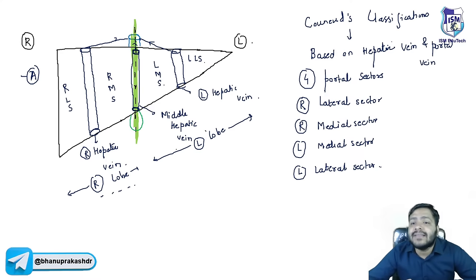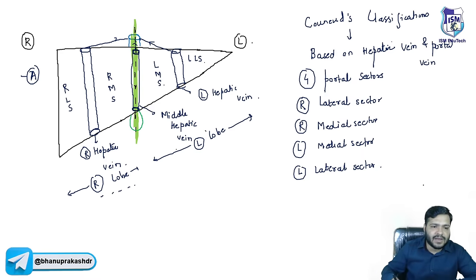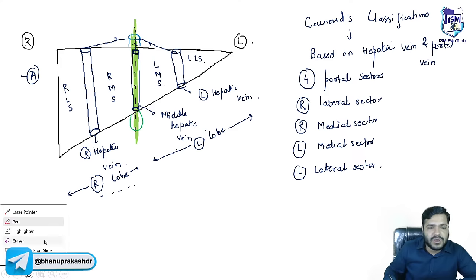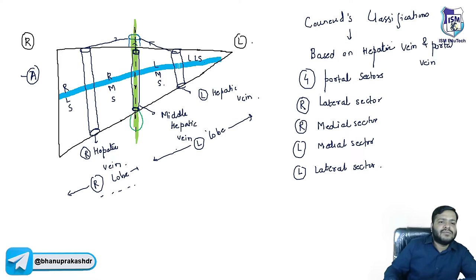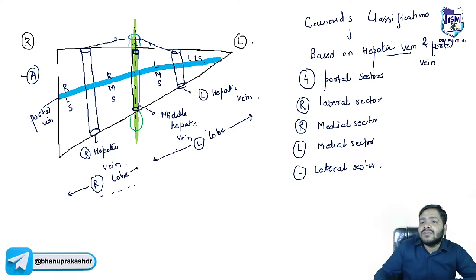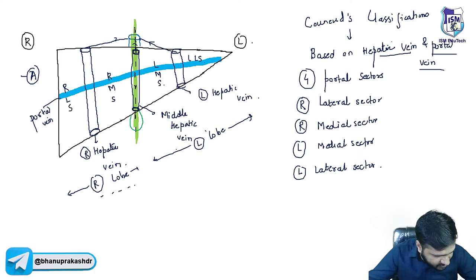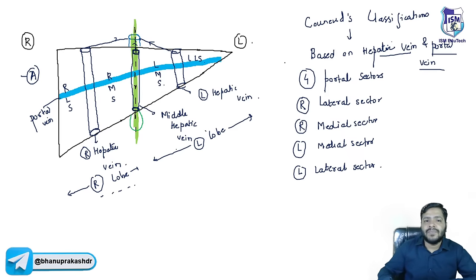Now beta, these four sectors are divided into eight segments. How are they divided into eight segments? With the help of the portal vein. The portal vein divides each sector into two parts. Remember, beta, this is the portal vein. That's why I said this classification is based on hepatic veins and portal veins.